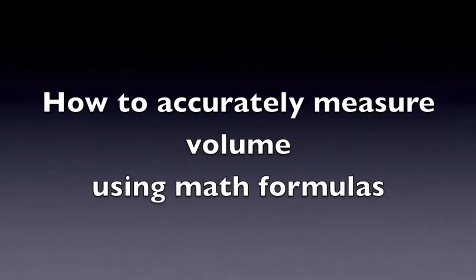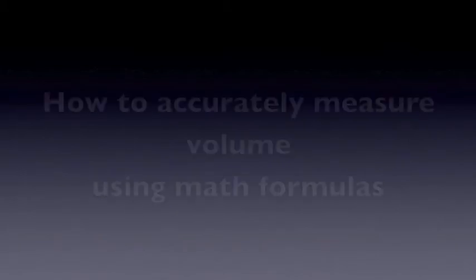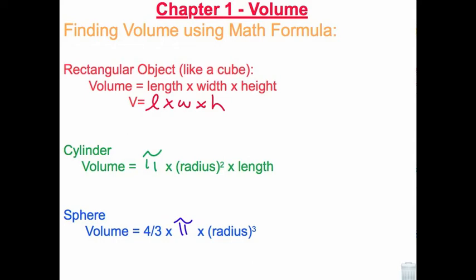There are two ways that we'll measure volume. The first is using math formulas. The first formula we're going to use to find volume is for a rectangular object, like a cube. For that, volume equals length times width times height.